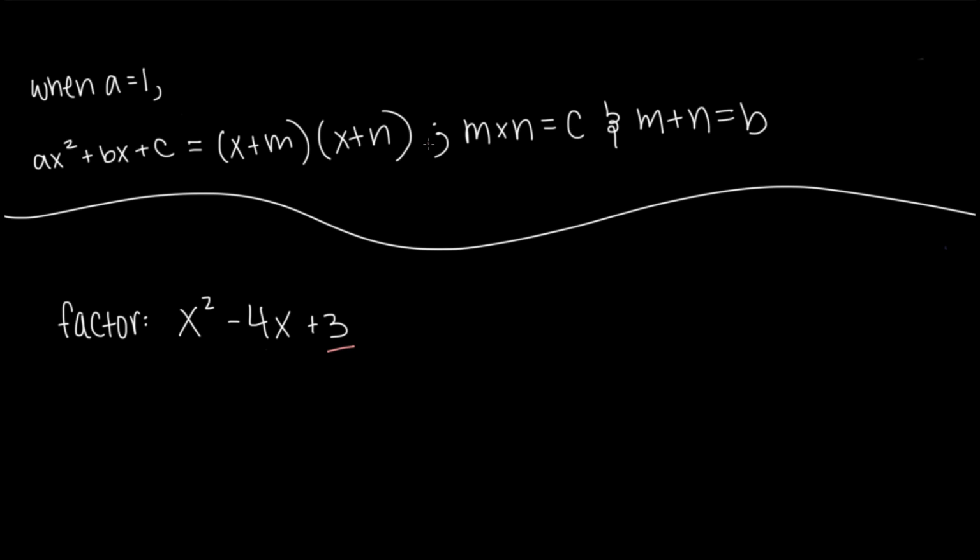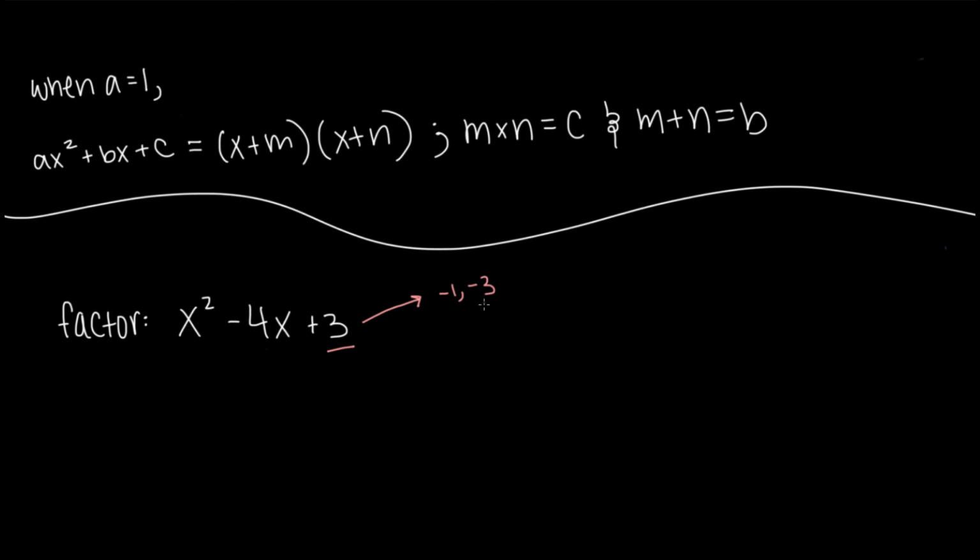Keeping this in mind, let's go ahead and solve this. So what we're going to do is what we've been doing so far, and we're going to be listing out our factors of 3. But this time we have to keep in mind that both m and n are negative. So we're going to list out our negative factors of 3. So we have negative 1 and negative 3, which equal 3. And that's about it. So negative 1 and negative 3 are the only factors that make up 3.